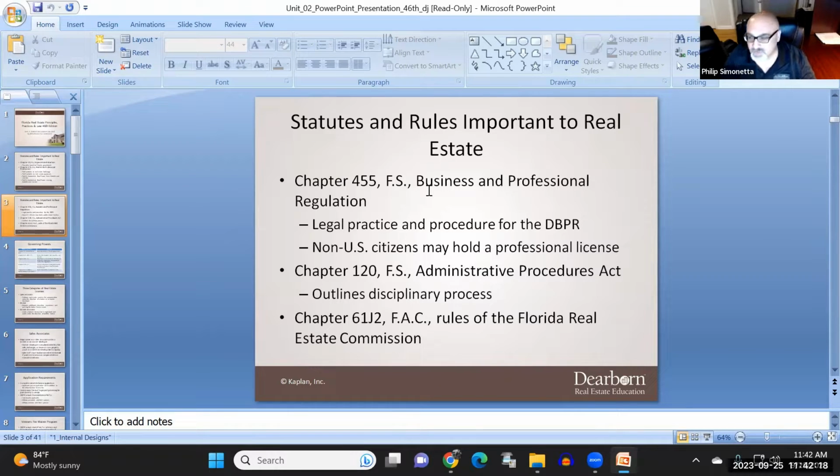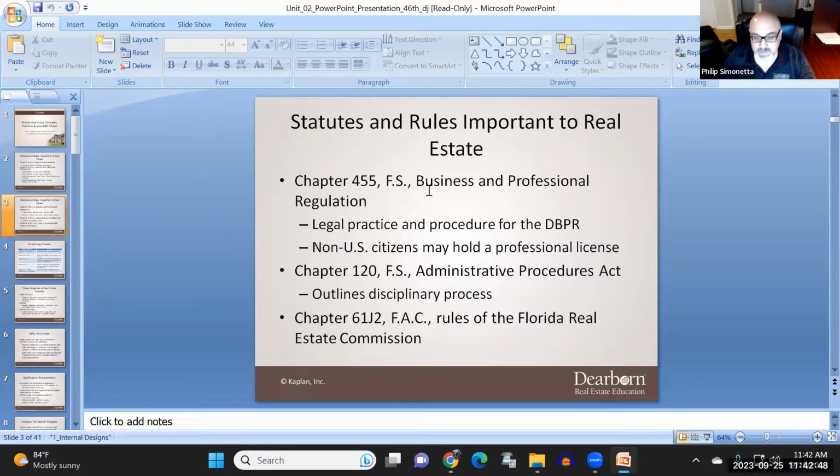And one thing you need to remember, you may see this on the test. A non-US citizen may hold a professional license. So you don't have to be a citizen of the United States to hold a professional license. You just have to have the ability to work in the United States. You have to have a social security number, or a green card, to get a license. But you do not have to be a citizen.